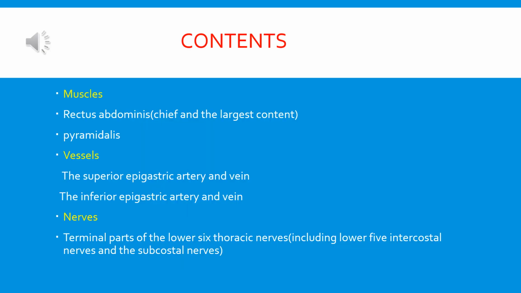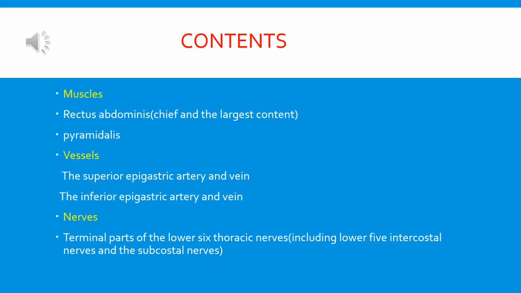Coming to the contents of the rectus sheath, there are 2 muscles, 2 arteries, 2 veins, and 6 nerves. The 2 muscles are the rectus abdominis muscle, which is the largest content, and the pyramidalis muscle. The 2 arteries are the superior epigastric artery and the inferior epigastric artery. The 2 veins are the superior epigastric vein and the inferior epigastric vein.